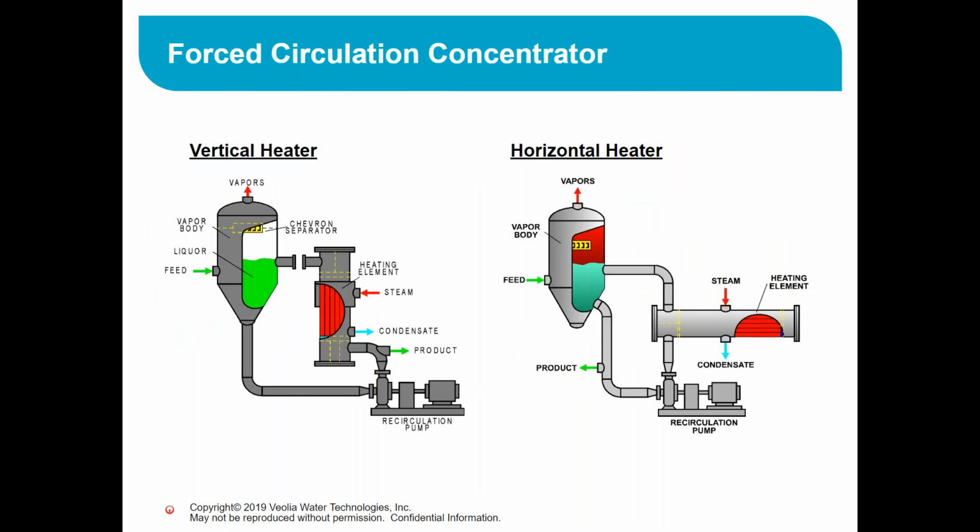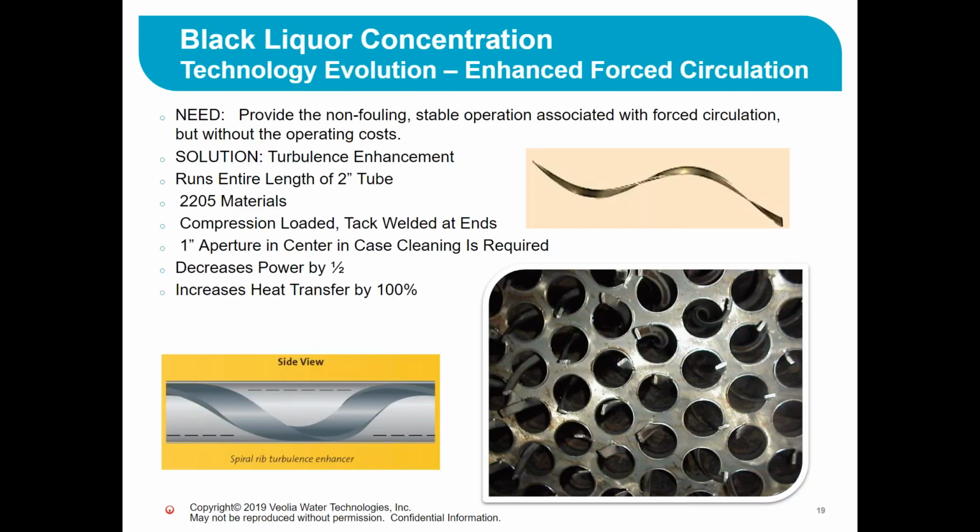The forced circulation, you can go either with a horizontal or vertical heater. The main difference is the horizontal heater takes a little bit more footprint, but it has a little less power requirement. Other than that, functionally, they're pretty much the same. Next, the big difference with our forced circulation units is we have enhancers that we put inside the tubes. The point of them is we want to mix the liquor to get a higher heat transfer coefficient and to reduce our power requirements. So we have these enhancers that we put in.